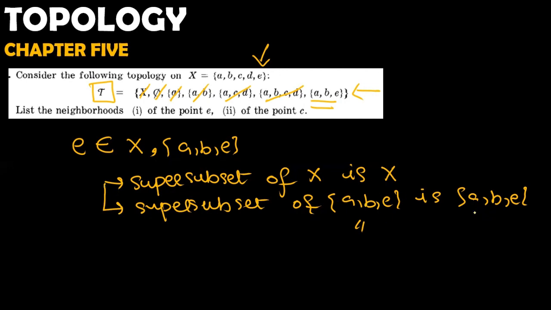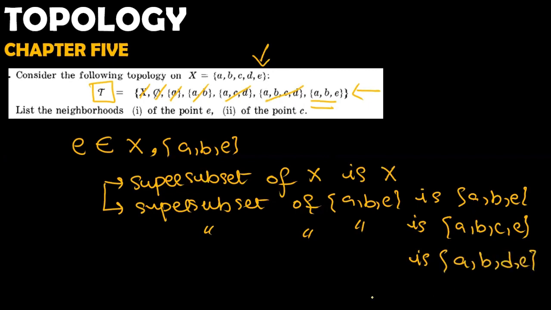So the first superset of {A, B, E} is itself. Now the second superset is {A, B, C, E}. From this set, I am making the combination of it. Similarly, {A, B, D, E} is also a superset of {A, B, E}. So from the set X, these are the only supersets of {A, B, E}.